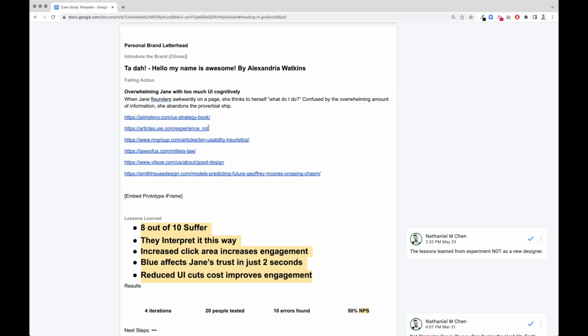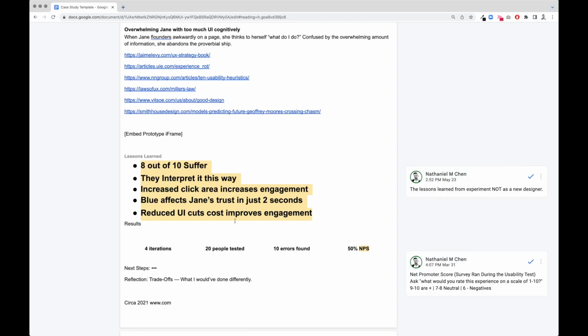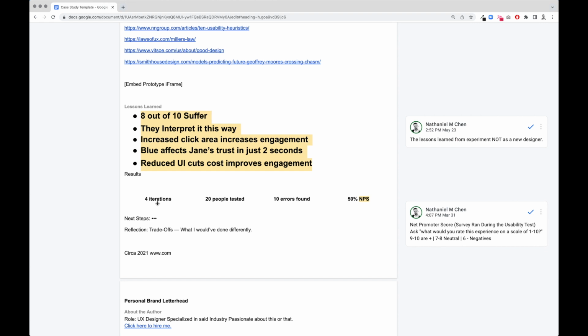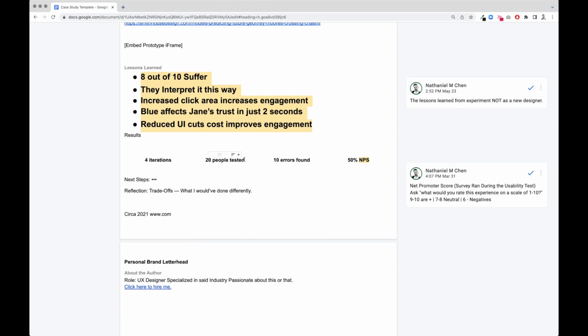And then we have the falling action where we have this final hurrah and we're saying, here's everything we learned. Let's recap everything we've covered today. And then those end up being our lessons learned: 8 to 10 suffer, increased click area, blue affects their cognition, and reduced UI improves engagement. So whatever those were that you learned, recap it and show the results. Here I said 4 iterations, 20 people tested, 10 errors found, 50% net promoter score.